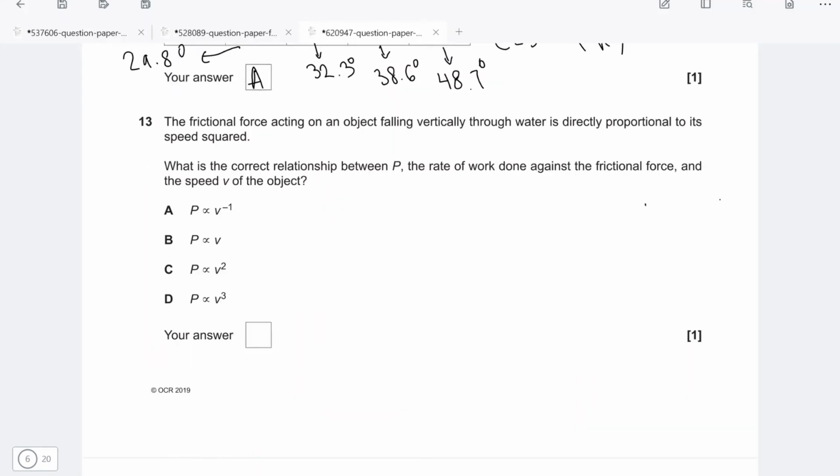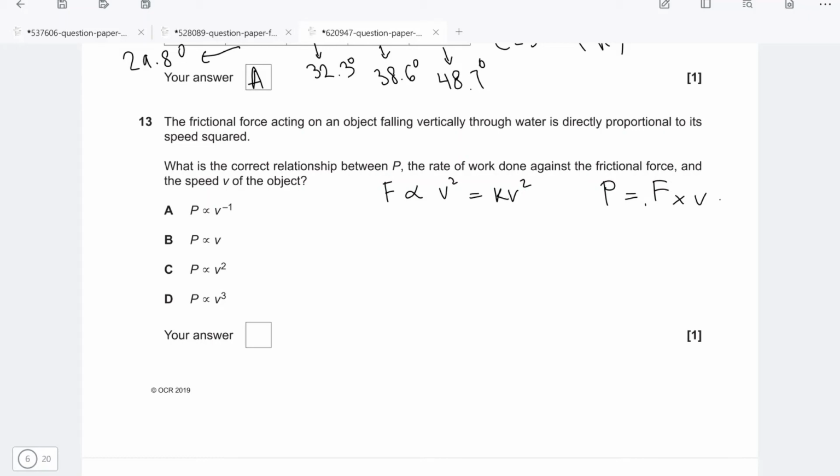So, question 13, we have the frictional force acting on an object falling vertically through water is directly proportional to its speed squared. So, the frictional force is proportional to v squared. We can also write that as kv squared, should we wish for some constant k. Well, what is the correct relationship between P, the rate of work done against the frictional force, and the speed of the object? Now, the power is actually given by the force times the velocity. Power is F times v.